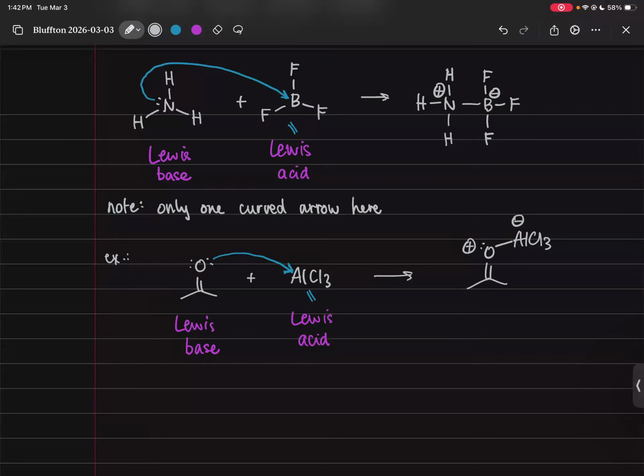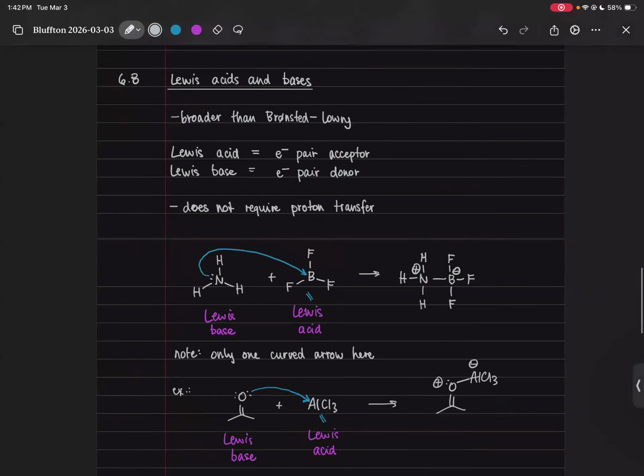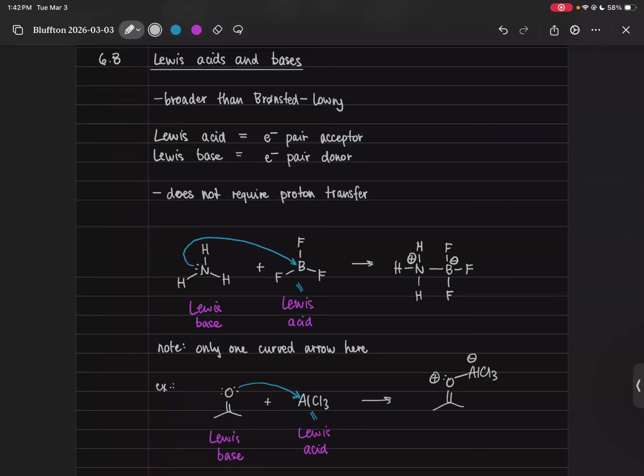But the main thing I want you to get out of this, of course, is that Lewis acids are electron pair acceptors and Lewis bases are electron pair donors.